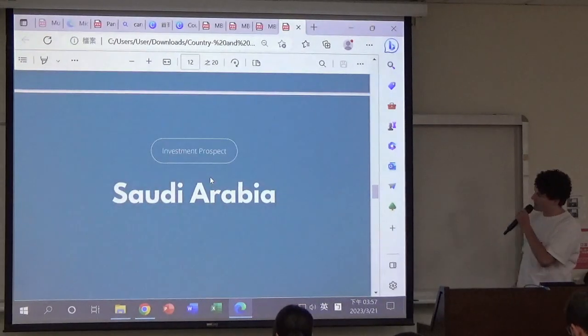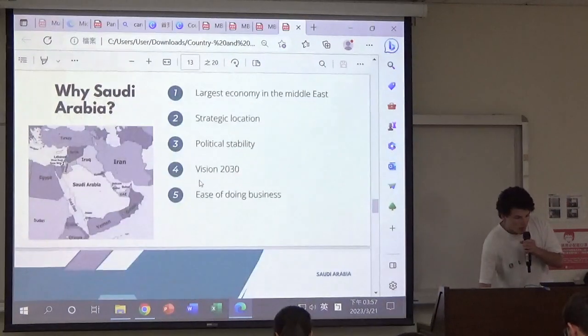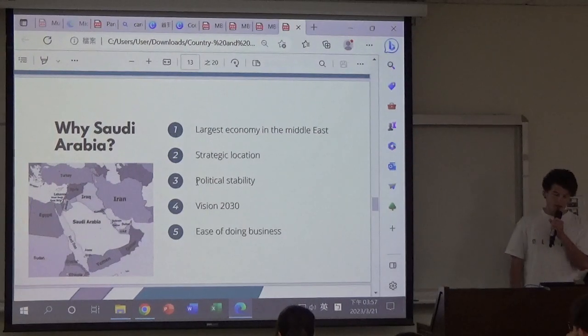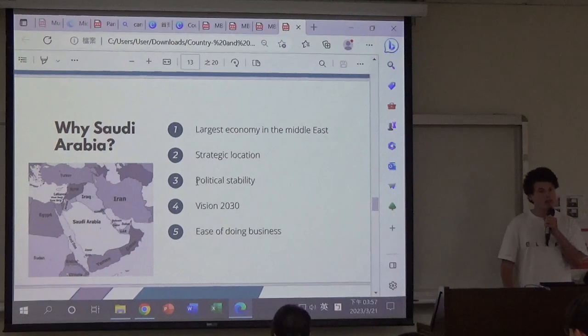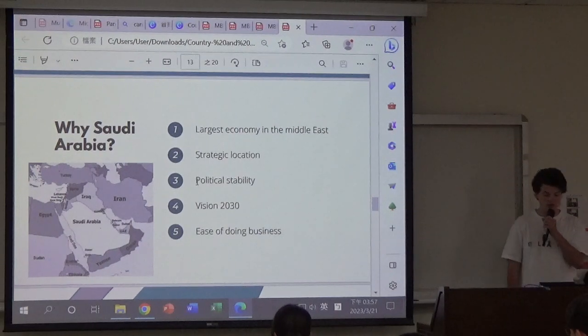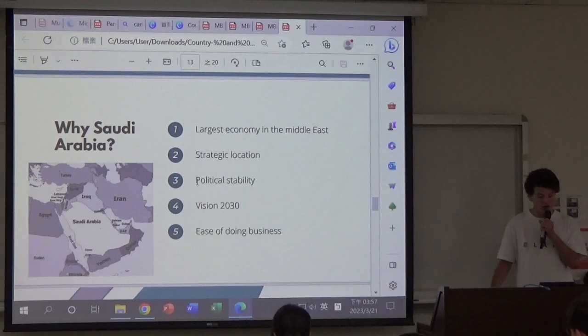So, as mentioned previously, we decided to invest in Saudi Arabia. Why do we want to invest in Saudi Arabia? We have 5 reasons for that. First of all, Saudi Arabia is the largest economy in the Middle East. It has a GDP of $800 billion and a GDP per capita of $22,000 US.